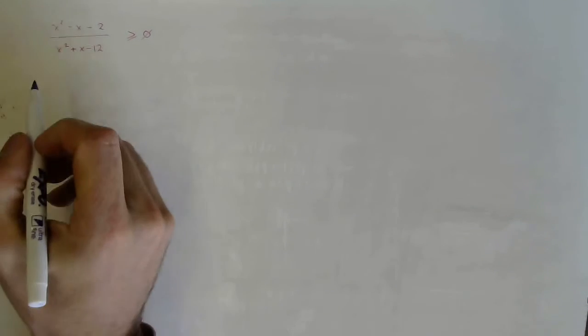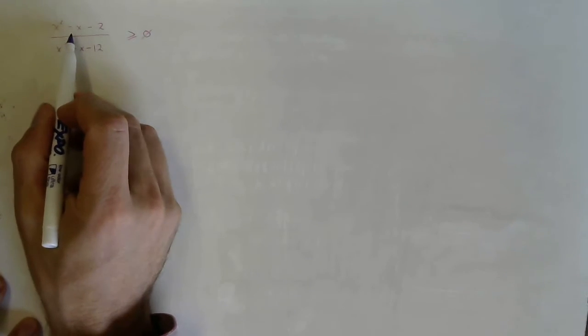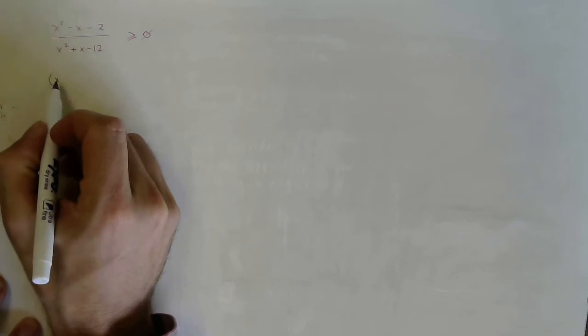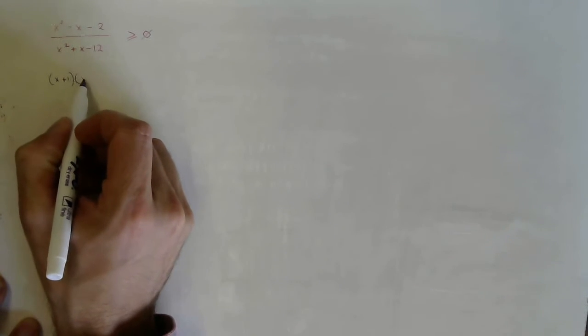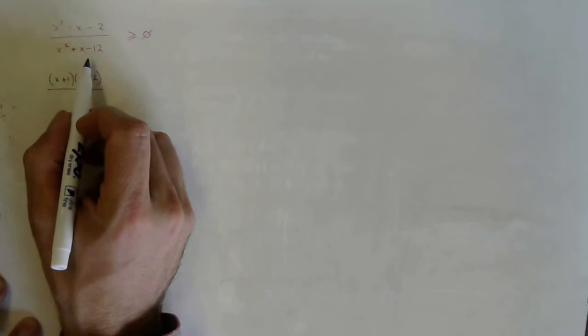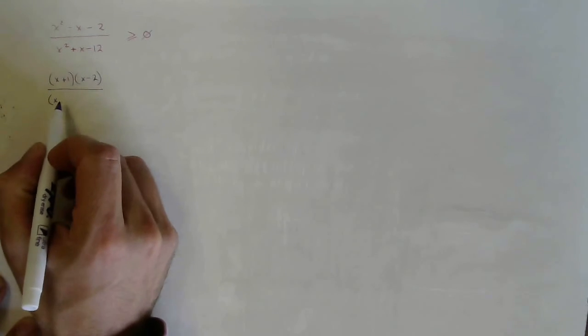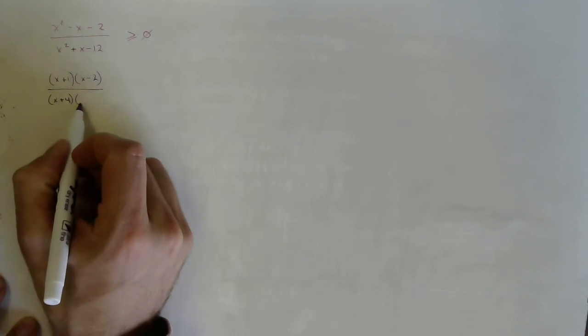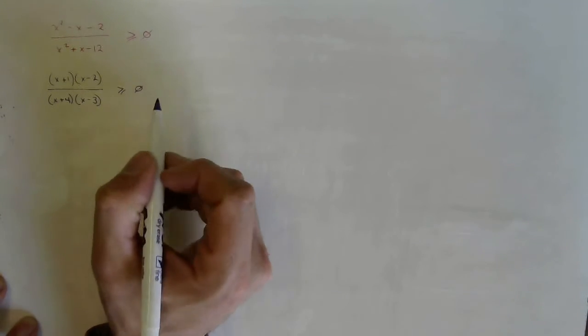So our first step is to factor numerator and denominator. Okay, we're going to factor the numerator and the denominator. The numerator, you're looking for two numbers that multiply to -2, add to -1. That becomes x plus 1, x minus 2. In the denominator, we have two numbers that add to +1, multiply to -12. That's going to be x plus 4, x minus 3, greater than or equal to 0.